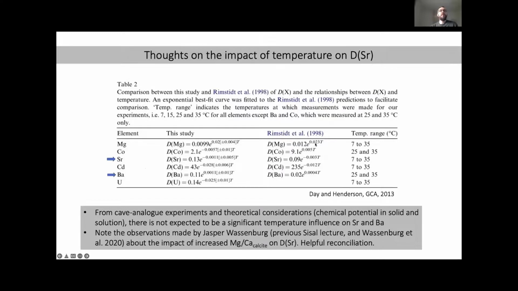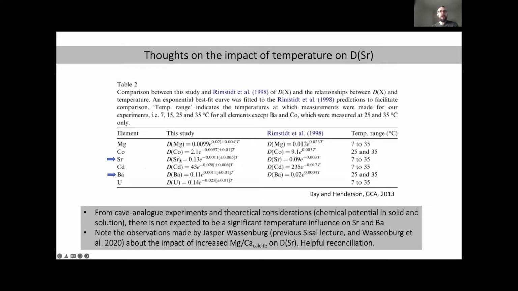So I guess all that I'm highlighting here is a table from Dane Henderson 2013. And what it's showing is this relationship. I'm going to focus on the strontium and the barium amongst others, but it's showing us the relationship between these partition coefficients and temperature for the experiments in this column on the left-hand side. And what we can see is the relationship with temperature, that slope, is actually insignificant in relationship to the uncertainty.